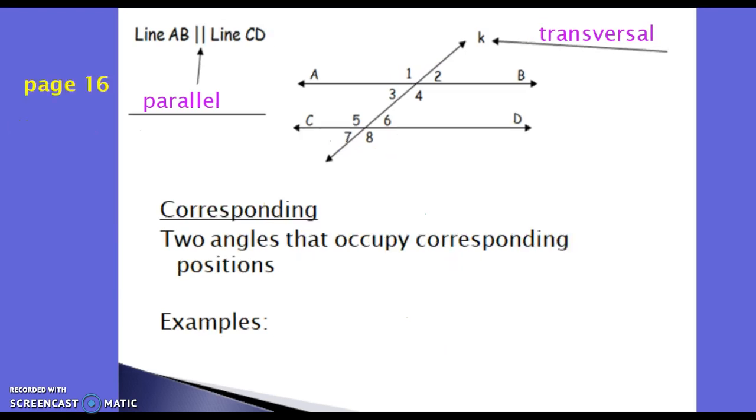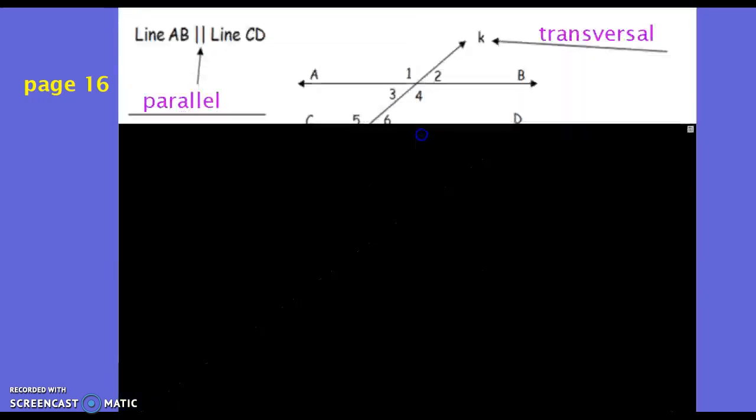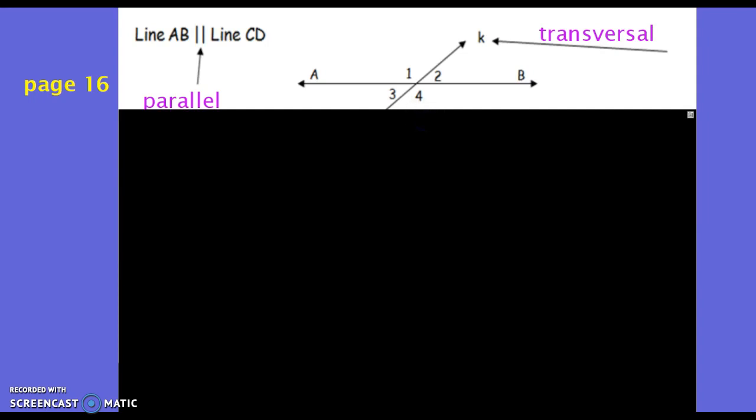A final type of angle that we're going to talk about are corresponding angles. So correspond kind of means that they match up. So if you notice, I'm going to cover up the bottom 4 angles here. My top 4 angles here are in certain positions. Angle 1 is in the upper left. Angle 2 is in the upper right. Angle 3 is in the lower left. And angle 4 is in the lower right. They're going to match up with the 4 angles below that.